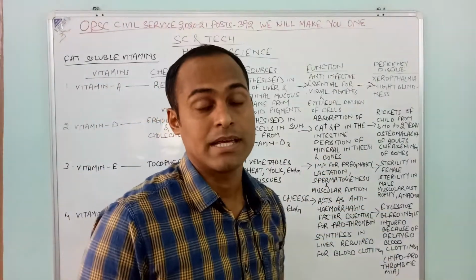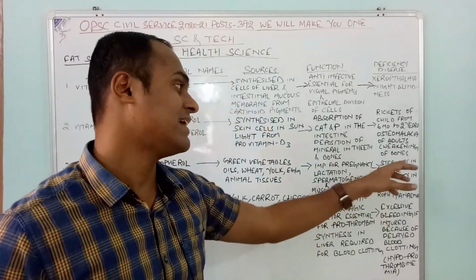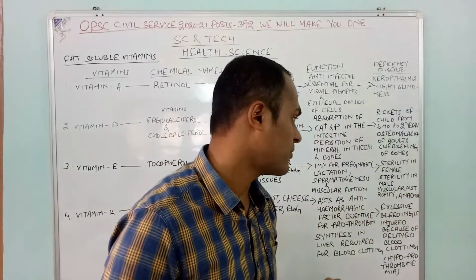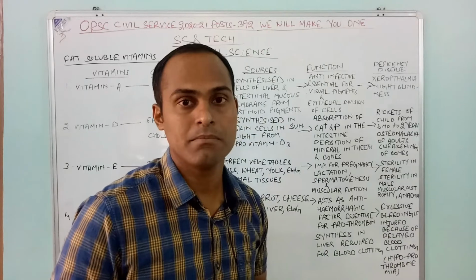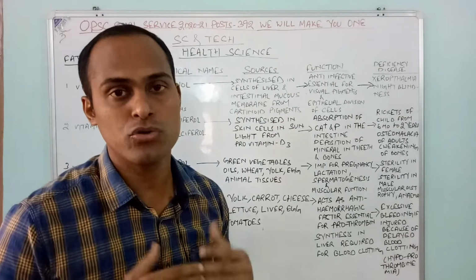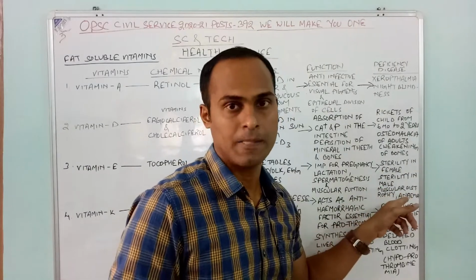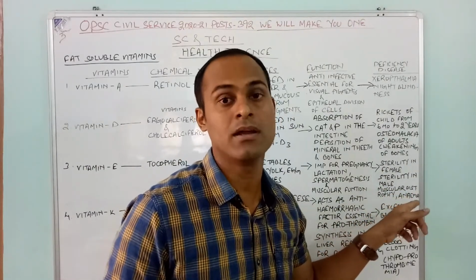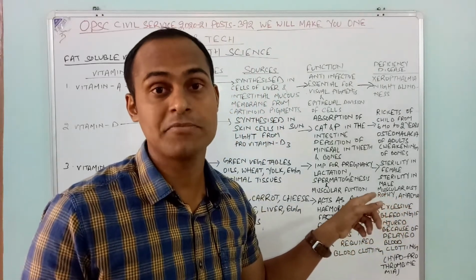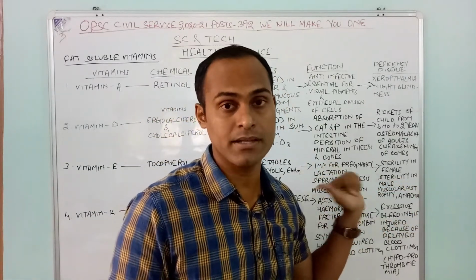Then what happens if there is a deficiency of vitamin E in the human body? Sterility in female, sterility in male, and muscular dystrophy or anemia. Sterility means there will be sterility in a female, unable to have babies. In males, what will happen? It will be a problem in the formation of sperm, effective as well as healthy sperm. That will be a big problem if there is a vitamin E deficiency in males.